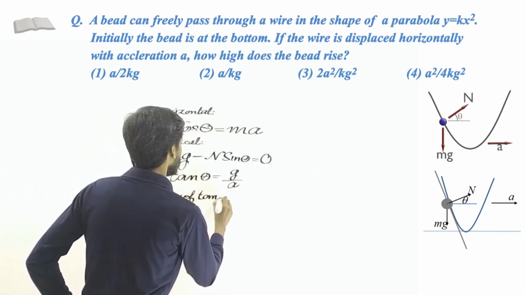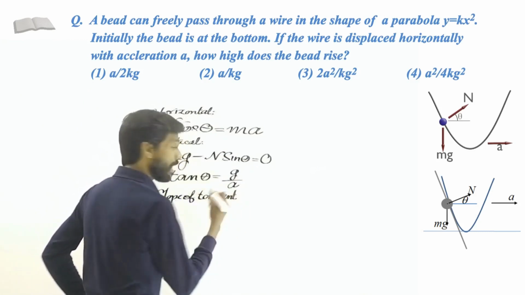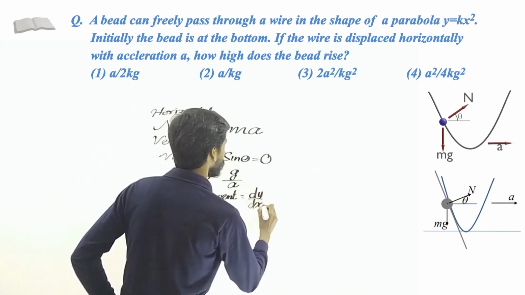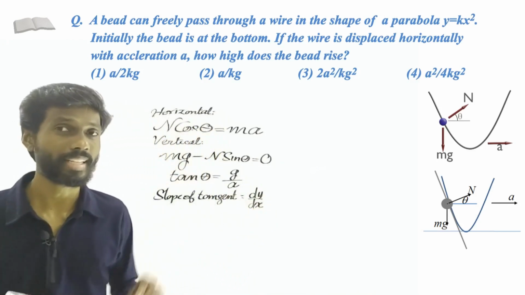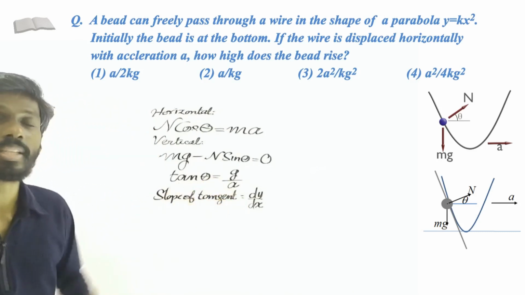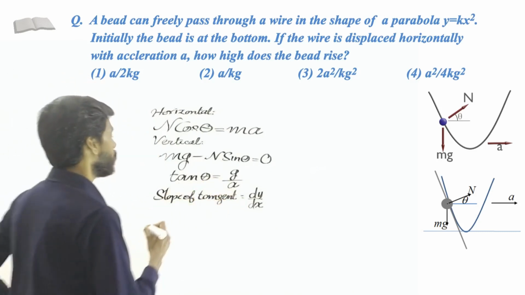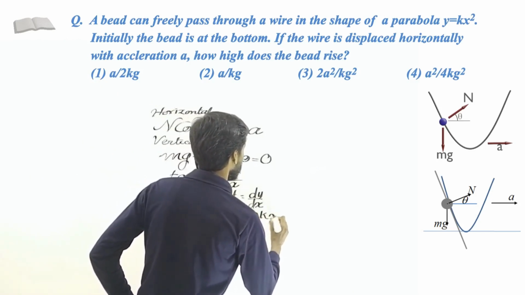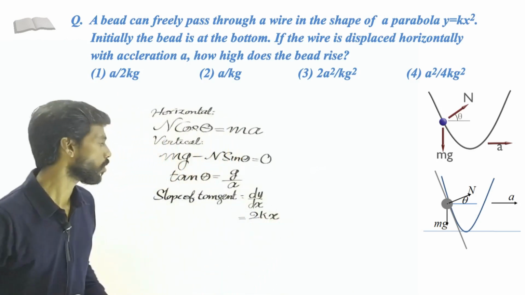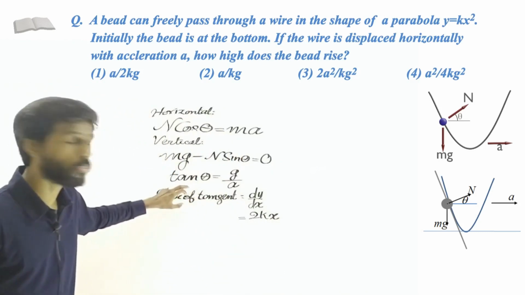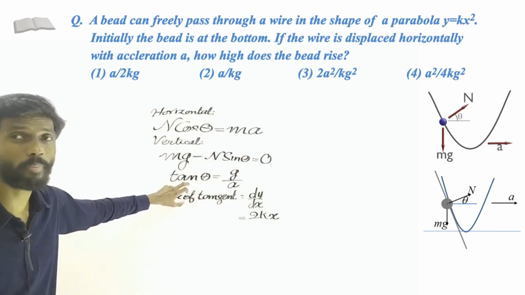Slope of tangent has a formula: simply the derivative of the function at that point, dy by dx. That can be found because the function is given, y equal to kx square. So the derivative is equal to 2kx. That is the slope of tangent. But this one, tan theta, is the slope of normal.